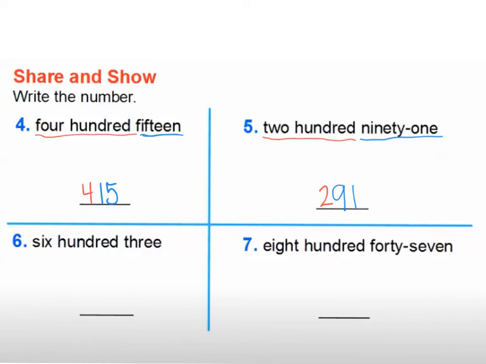Number 6. Try to read this one out loud. 600. So let's start with a 6. 3. So we just have 3 there, which tells us there's nothing in the tens place. So we put a 0. And then in the ones place, we see that we have 3.